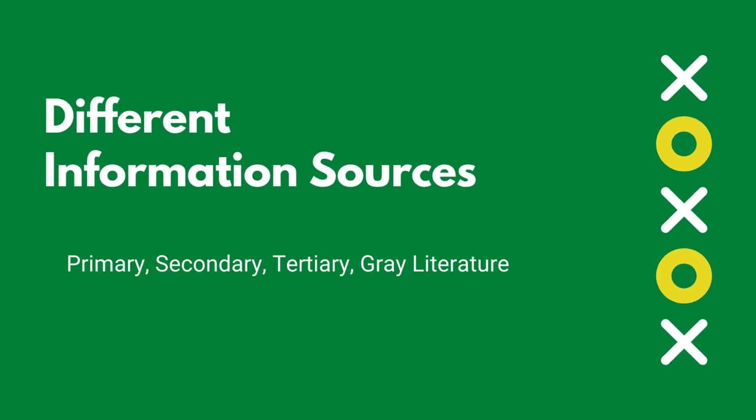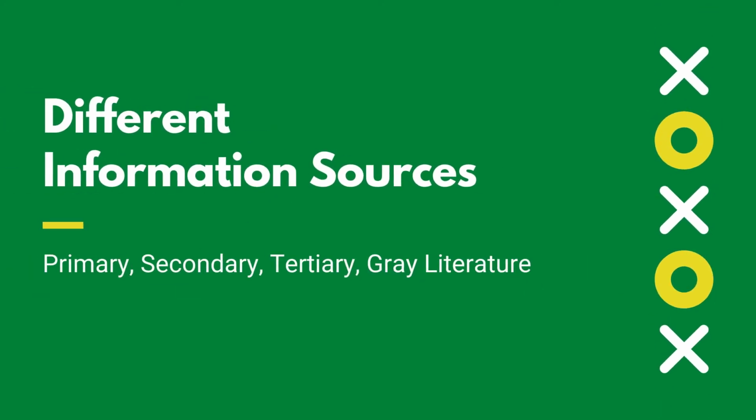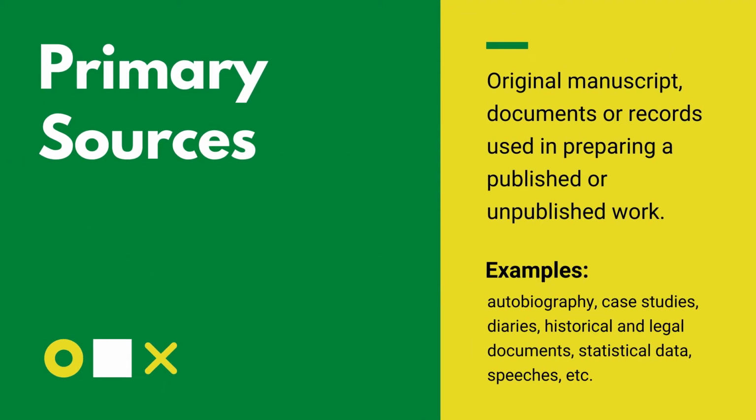In general, there are three types of information sources. These are primary, secondary, and tertiary. It is important to understand these types and to know what type is appropriate for your coursework prior to searching for information. The first one is primary sources, which are original materials on which other research is based. This includes autobiographies, case studies, diaries, historical and legal documents, statistical data, speeches, and so on.